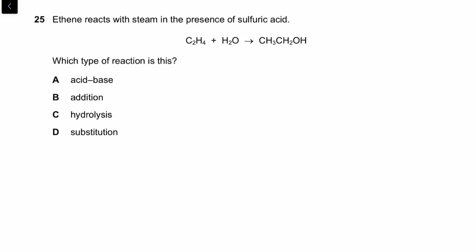Ethene reacts with steam in the presence of sulfuric acid. What type of reaction is this? From the name ethene, we can tell using the suffix that this is an alkene. Alkenes undergo electrophilic addition. So the answer must be B.